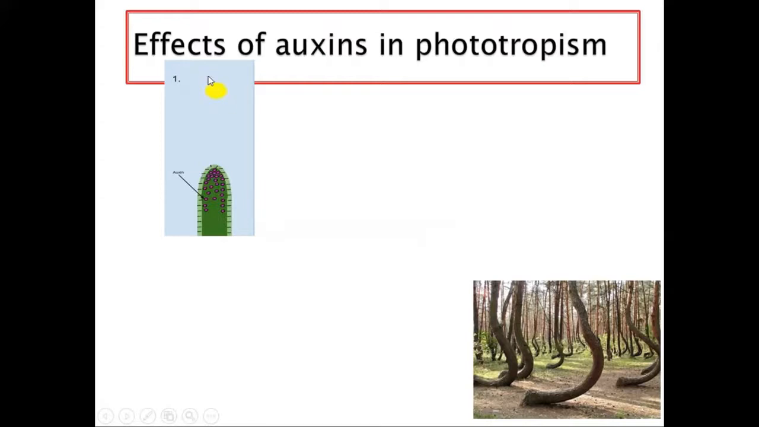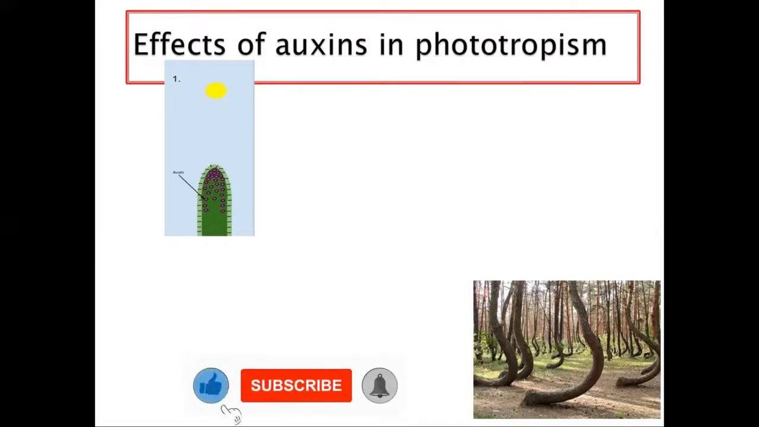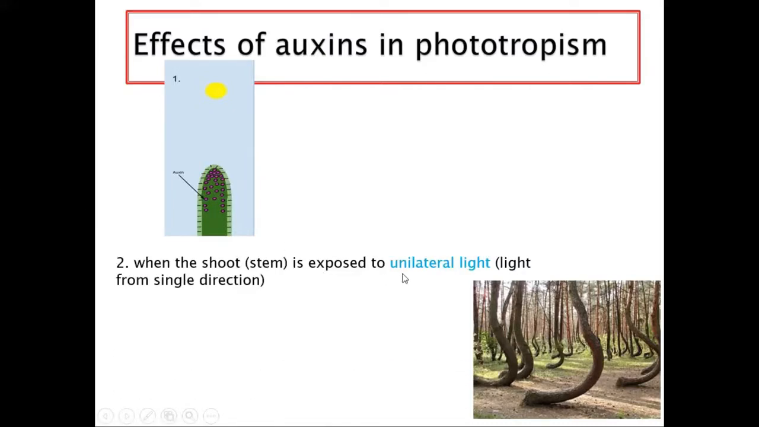But because now the light is in the middle, falling on the whole shoot equally, automatically it means that this shoot is supposed to grow upwards. Let's look at it. What causes the shoot to bend towards the source of light? Number one, auxins are found at the tip of the shoot. When the shoot or stem is exposed to unilateral light, that's light from a single direction. Uni means one, so light is coming from one direction.